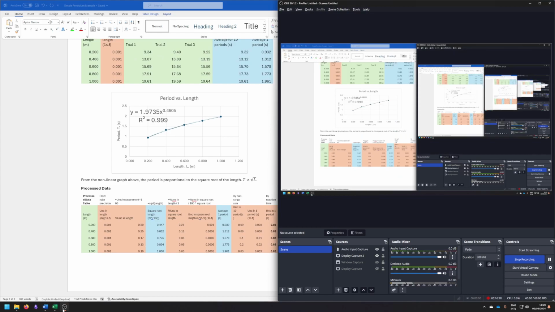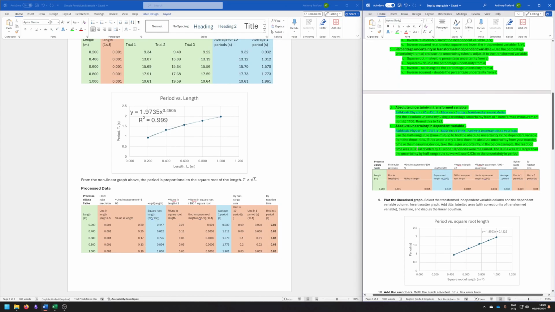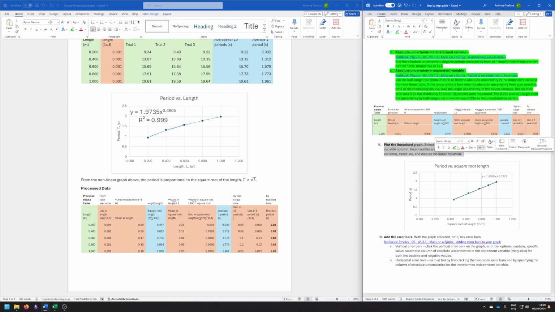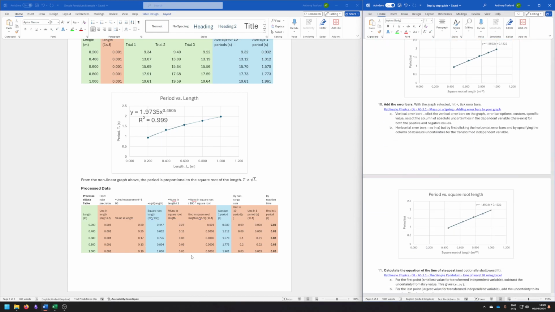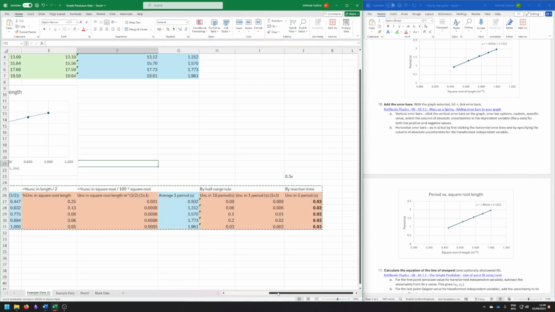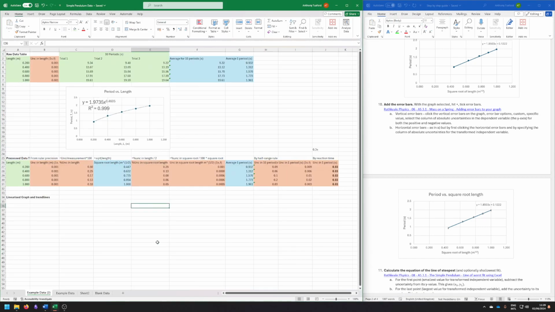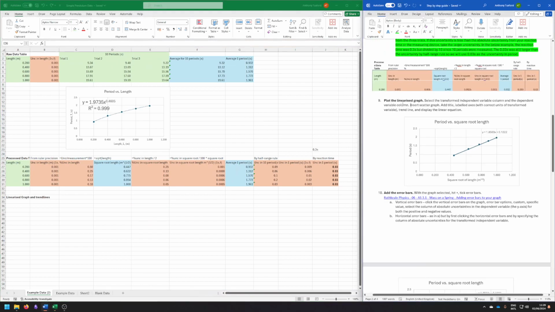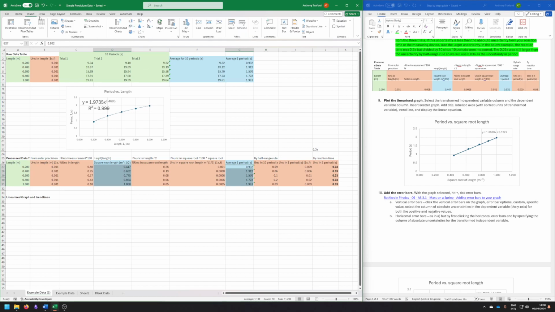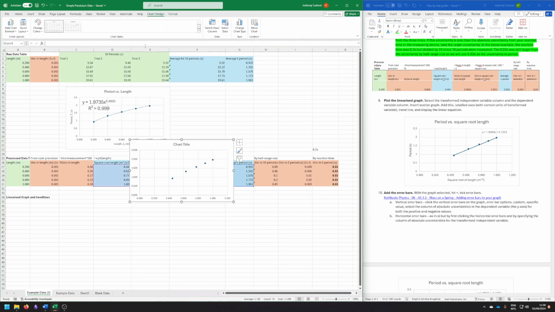All right. So with that, we will just finish off plotting the linearized graph, and then in the next video we'll look at the error bars. Cool. So let's just zoom out. For the linearized graph, we select the transformed independent variable. So, reminder, that is square root of length. We hold control. We select the average for one period. That was our measured variable. Like before, insert, charts, scatter graph.